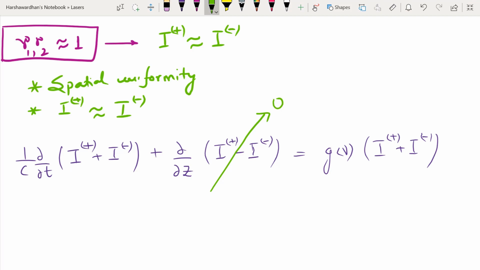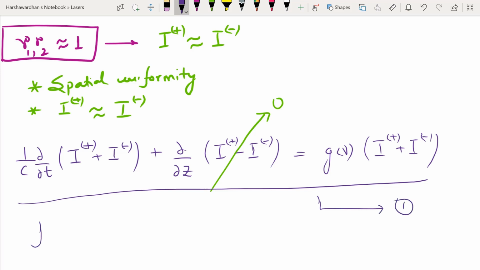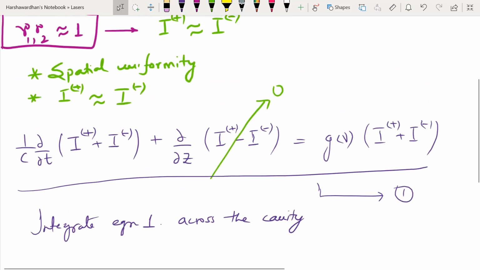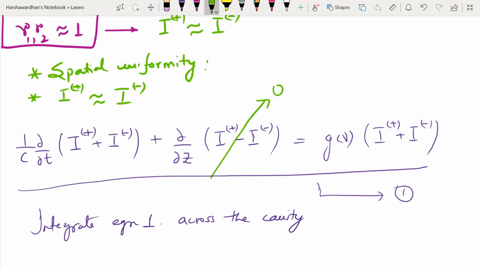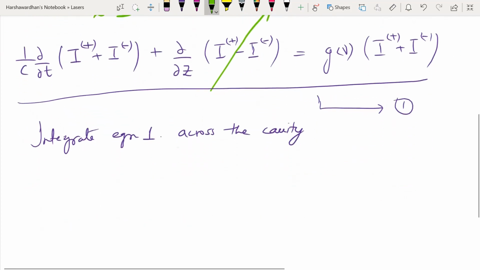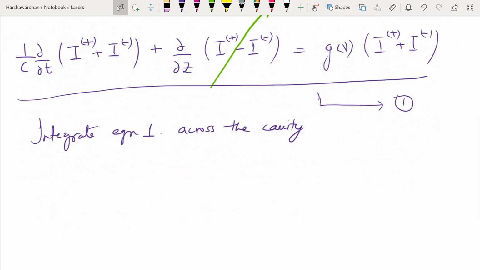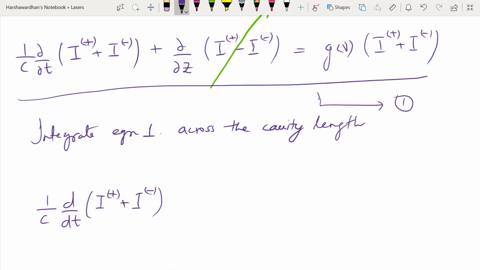And what I do further is I integrate this equation. Let me call this equation number 1, and I integrate equation 1 across the cavity. Because I said that there is a spatial uniformity, which implies that I plus and I minus do not vary with z. Within a single pass, it hardly varies in z. So if I integrate this across the length of the cavity, on the left hand side I get 1 over c. Now it is d by dt because I've integrated it over space. I have I plus plus I minus, and this field is more or less a constant in z. So I get a multiplicative factor of L, which is the whole cavity.